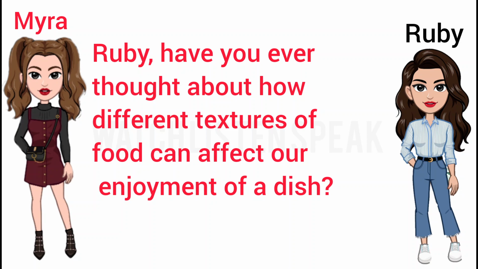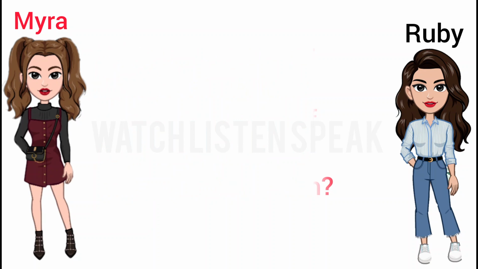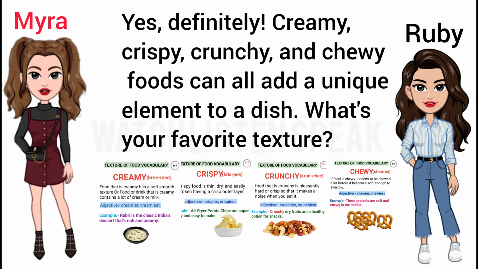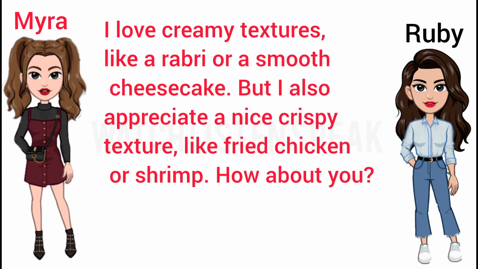Ruby, have you ever thought about how different textures of food can affect our enjoyment of a dish? Yes, definitely. Creamy, crispy, crunchy, and chewy foods can all add a unique element to a dish. What's your favorite texture? I love creamy textures, like a rabri or a smooth cheesecake. But I also appreciate a nice crispy texture, like fried chicken or shrimp.